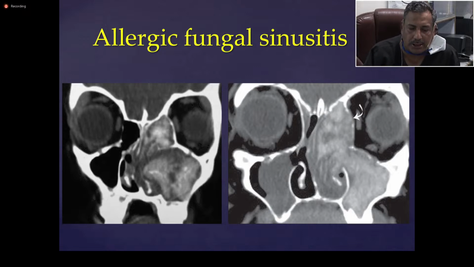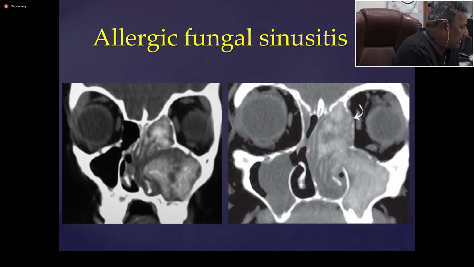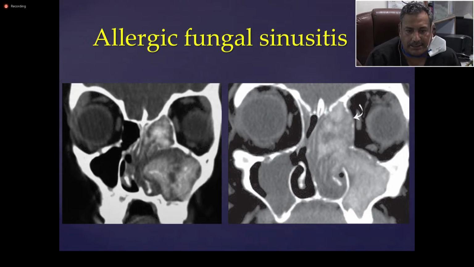This is classical of allergic fungal sinusitis. These heterogeneous densities you would see in the paranasal sinuses, enlarged paranasal sinuses, ballooning of the paranasal sinuses, bony erosion at the places where it is expanding to the walls of the paranasal sinuses, maxillary, ethmoid, skull base, orbit, everywhere. But it doesn't invade the mucosa.